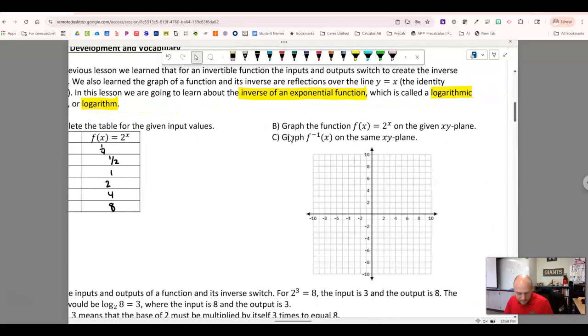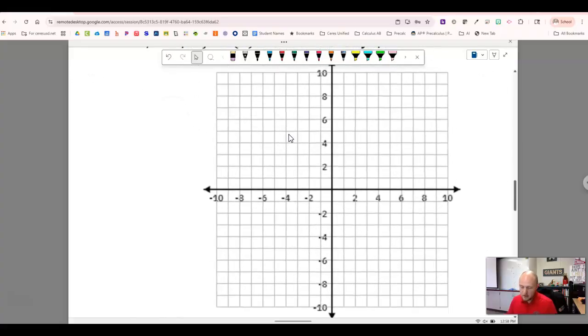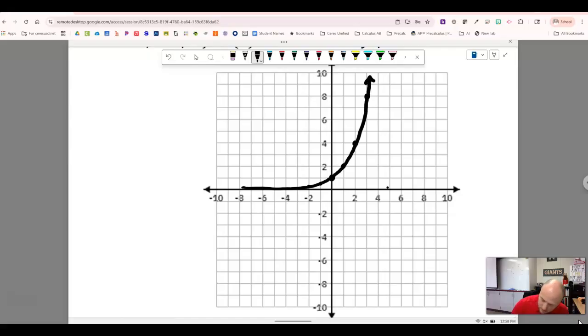And so I can go ahead and plot these here on my graph. So if I plug in 0, I get 1. 1 gives me 2. 2 gives me 4, and 3 gives me 8. And then for the negative values, again, we have 1/2, and then a quarter, and then an eighth. But here is an exponential function. This is base 2. So y equals 2 to the power of x, an exponential function.